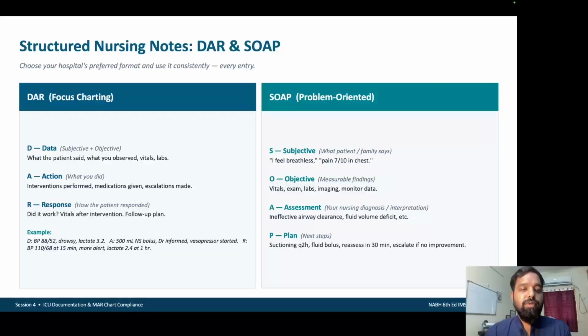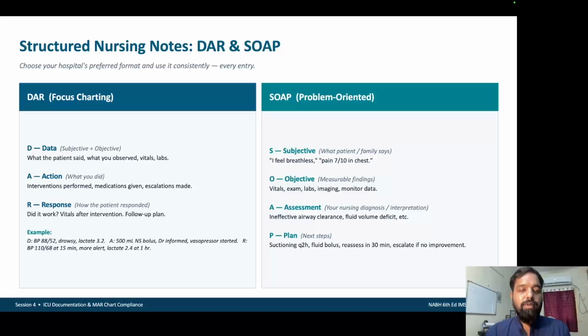DAR chart is a focus charting. The D means data, A for action, and R for response. The data includes subjective and objective, what the patient said and what you observed, like vitals and lab reports. In action, the interventions performed, medications given, and escalations made. In response, did it work? Vitals after the intervention, whether it came back to normal, and the follow-up plan.